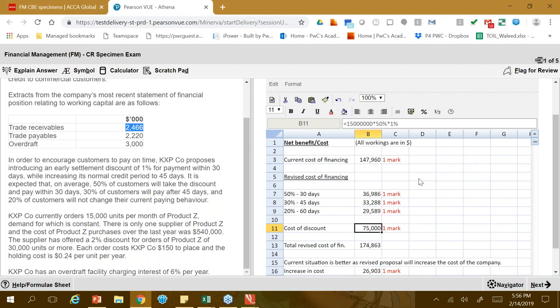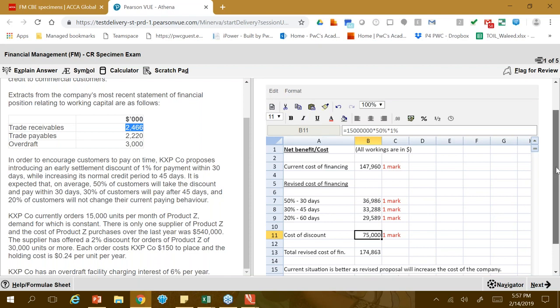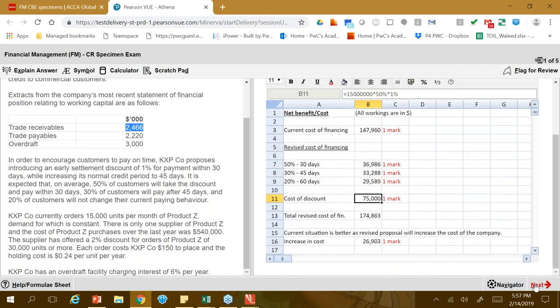Any more questions here before we move on? Good requirement. Really, really good question, thinking about the receivables management. Any final questions before we move on? Okay, seems all good. Let's now go into part B on this question.